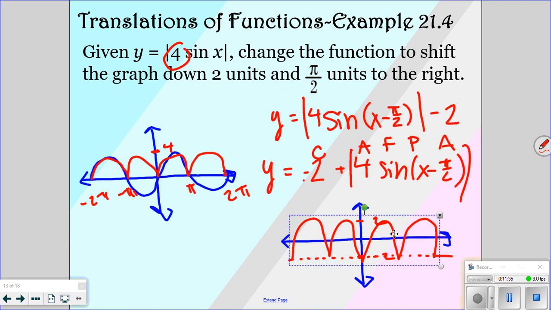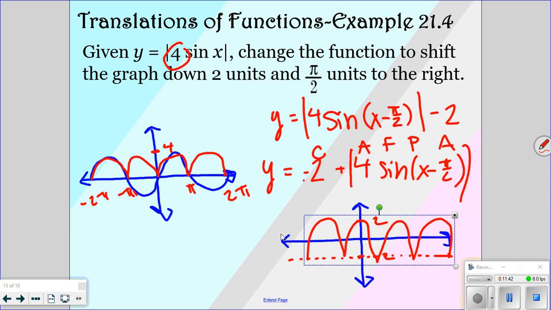And so our graph shifted over by pi over 2. And so now, instead of this being negative 2 pi, it's going to be negative 3 pi over 2. Instead of this being negative pi, it's going to be negative pi over 2. This is going to become pi over 2. And this is going to be 3 pi over 2. And you can keep going from there. So that would be your answer for the equation and for the graph.